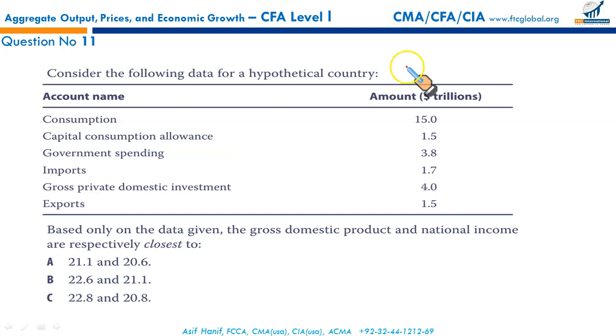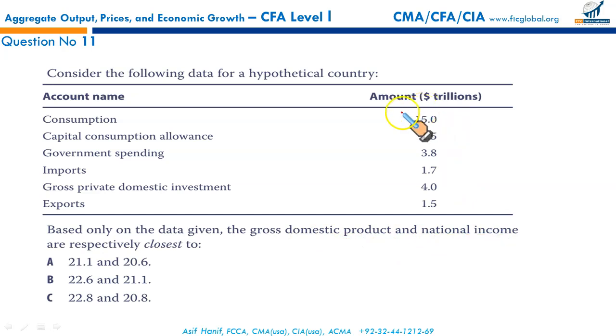Consider the following data for a hypothetical country: consumption, capital consumption allowance, government spending, imports, gross private domestic investment, exports. Based only on the data given, the gross domestic product and the national income are respectively closest to. We know what to do.